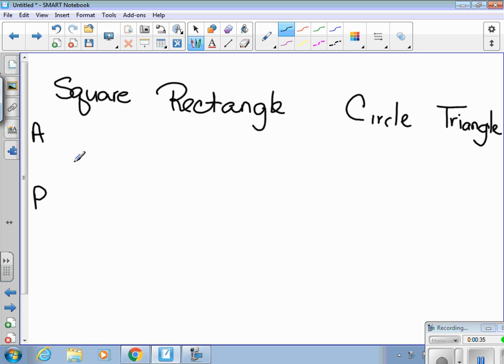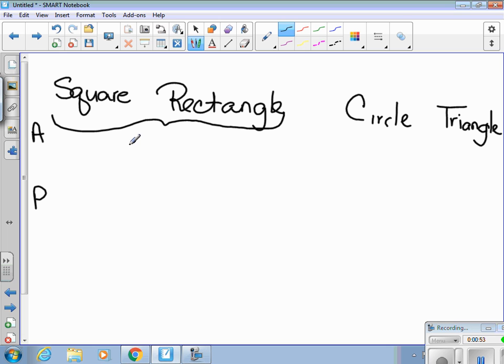I would copy these down, okay? Because we're going to be having a test in a day or two, so this will be a good little review just to mentally go over stuff, okay? Now, square and rectangle can kind of be combined together using the same formulas. Okay?